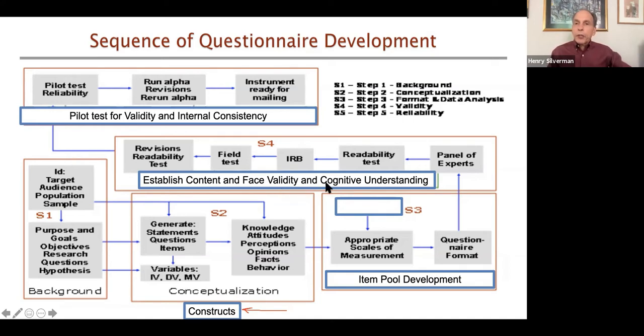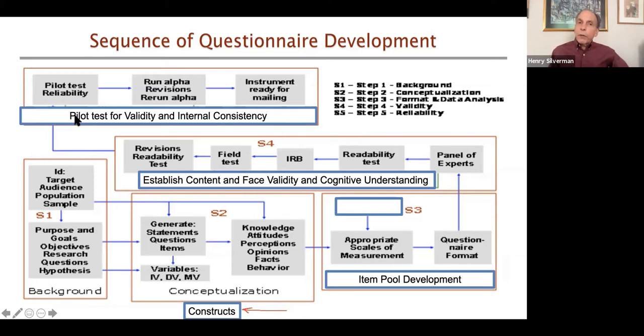And you want to ensure that there's adequate cognitive understanding of the participants of the questionnaires that you wrote. And then once you have whittled down your item pool of the questionnaire and you're convinced it's understandable and it has content and face validity, which I'll go over, well, hopefully we'll have time to go over what that means. Then you pilot test for validity and internal consistency.